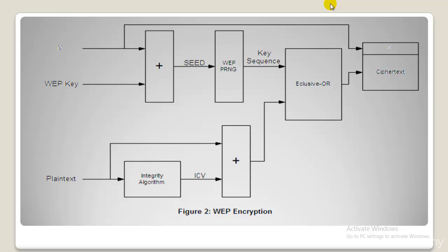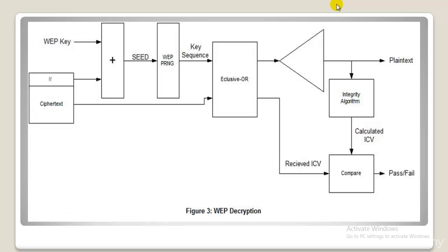The encryption process used by WEP is Rivest Cipher 4, that's called RC4. There is also an integrity algorithm, CRC32, which is used on the plain text to create the integrity check value, that's ICV, which is used to protect against tampering or unauthorized data modification. And this figure will show you exactly what the decryption algorithm looks like. So yeah, that's how it works.